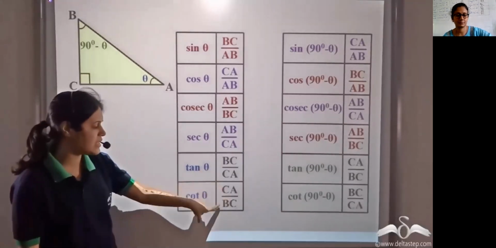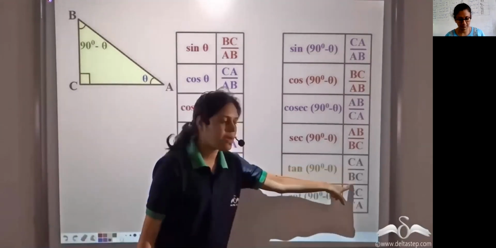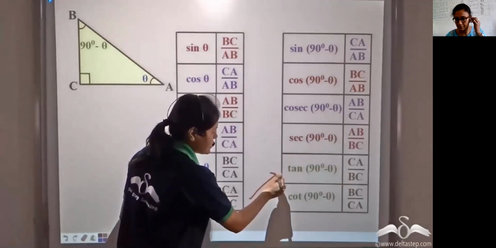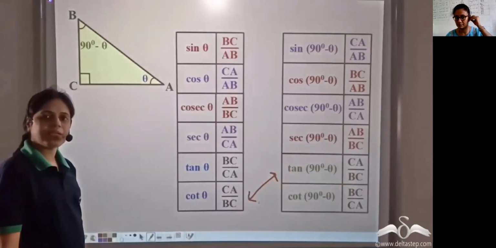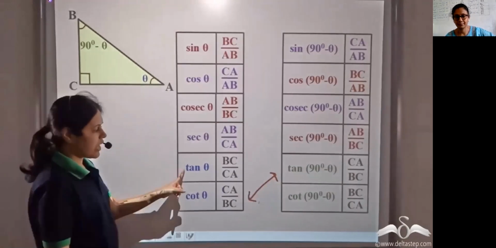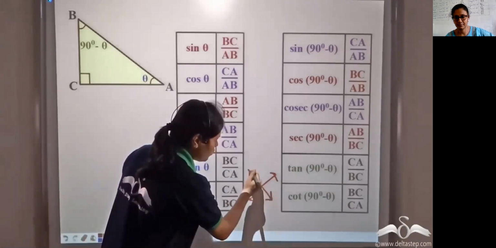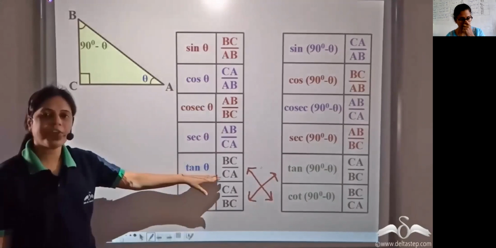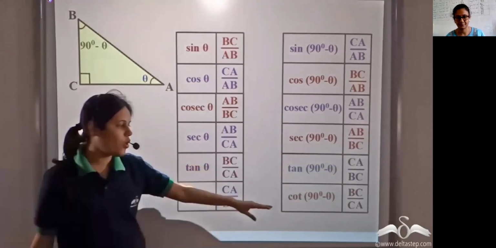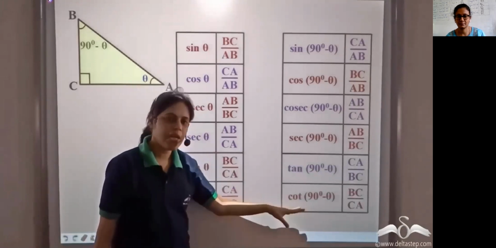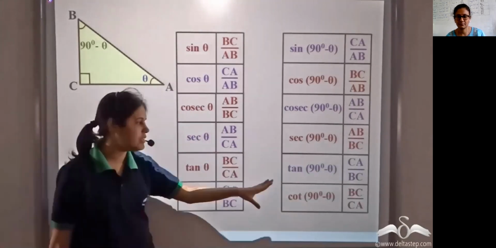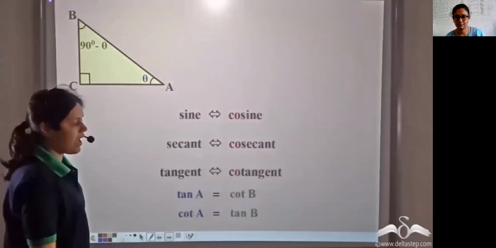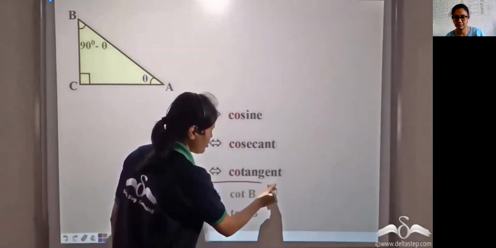Now we see that CA by BC and CA by BC here. So cot theta is equal to tan of 90 degree minus theta. Also tan theta is equal to cot of 90 degree minus theta. So tan of an angle is equal to cot of the complementary angle, and cot of an angle is equal to tan of the complementary angle. So tan and cot are complementary ratios.